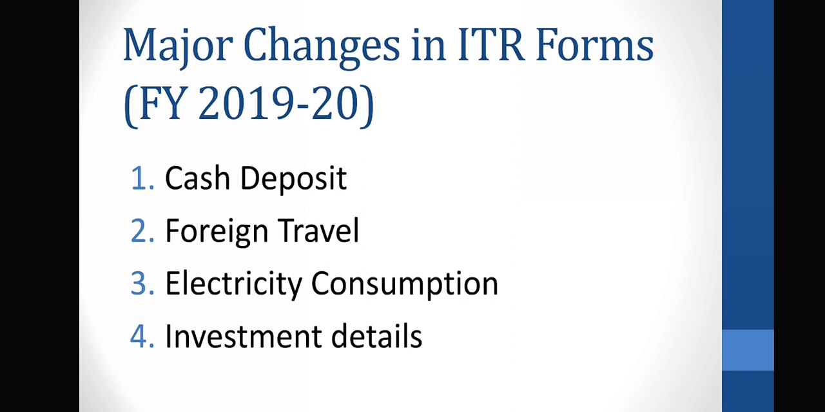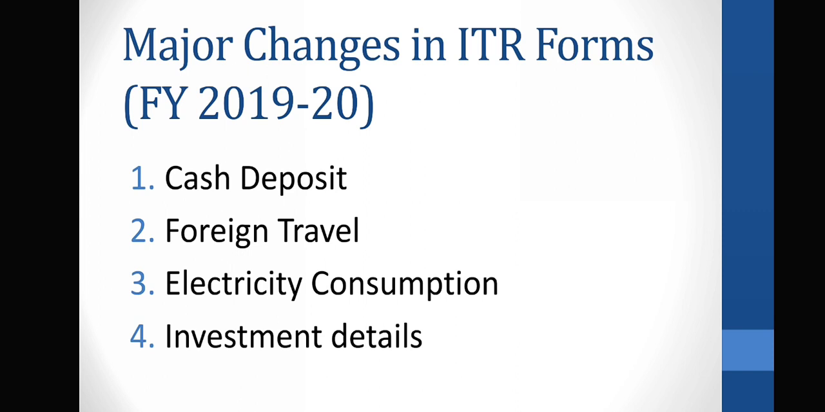Next is that for those filing ITR 4 Sugam, it has been made compulsory to declare the amount deposited as cash in a bank account if such amount exceeds Rs 1 crore during the financial year 19-20. Next is if you have spent more than 2 lakhs on traveling abroad during the financial year, you need to disclose the actual amount spent on such traveling. Next is if your electricity bills have been more than Rs 1 lakh in aggregate during the financial year, you need to disclose the actual amount.